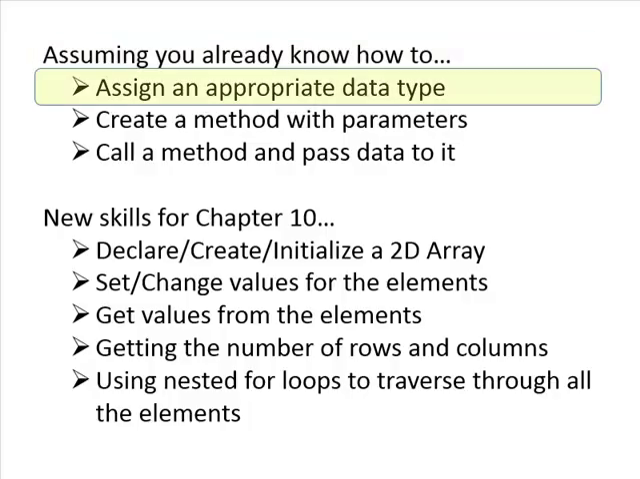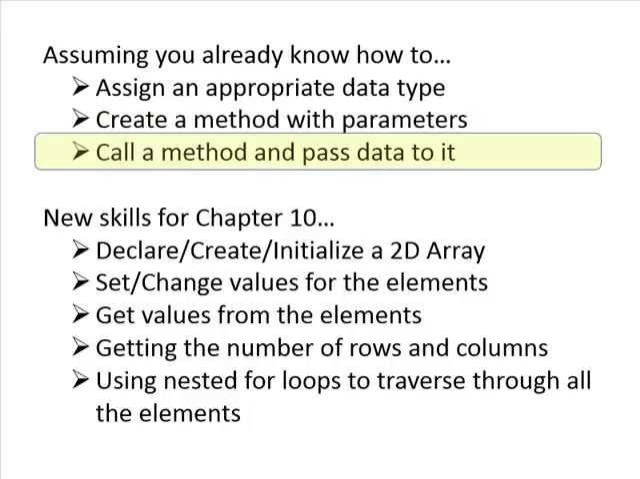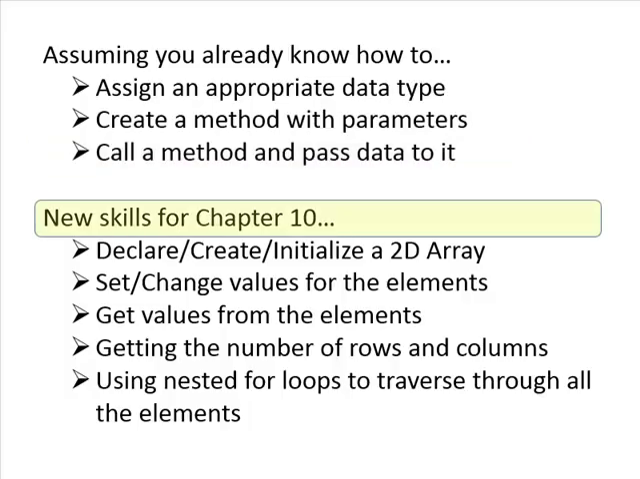The first one is to assign an appropriate data type and create methods with parameters, and to be able to call those methods and pass data into those parameters. Of course, there are new skills for Chapter 10. It's all about two-dimensional arrays.